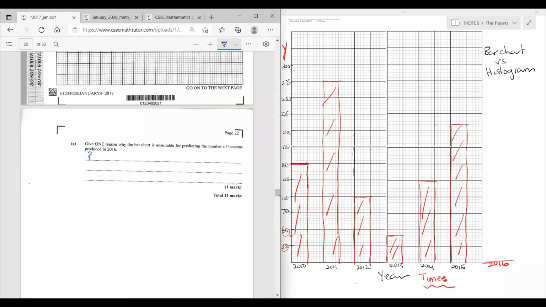Bar charts are not suitable for predicting the change in any variables over a period of years or over a period. Bar charts do not predict information. You can't watch a bar chart and say, okay, 2016, we're going all the way back up based on the patterns before. No, bar charts are used just to represent the information, but we can't use the information before to predict anything that is to come.